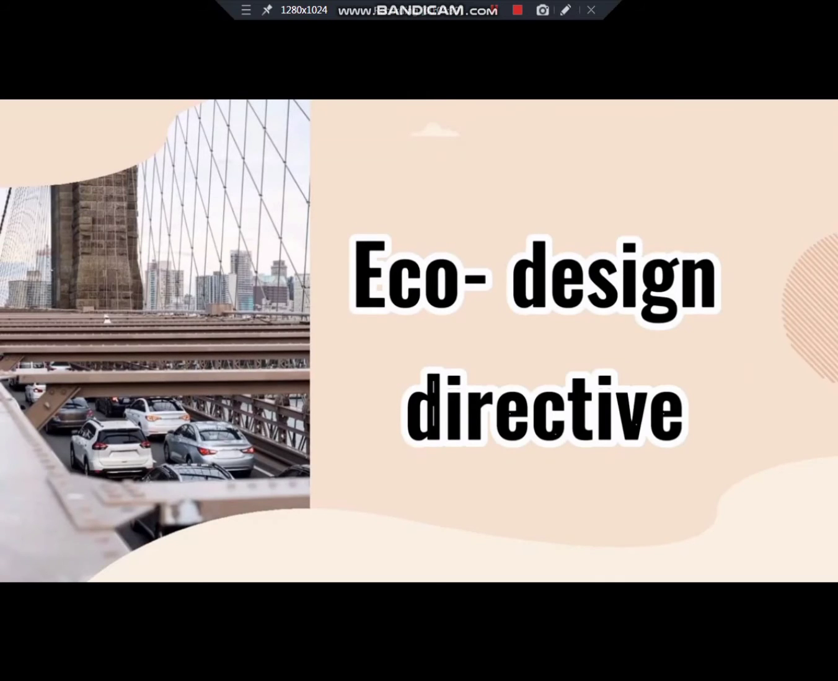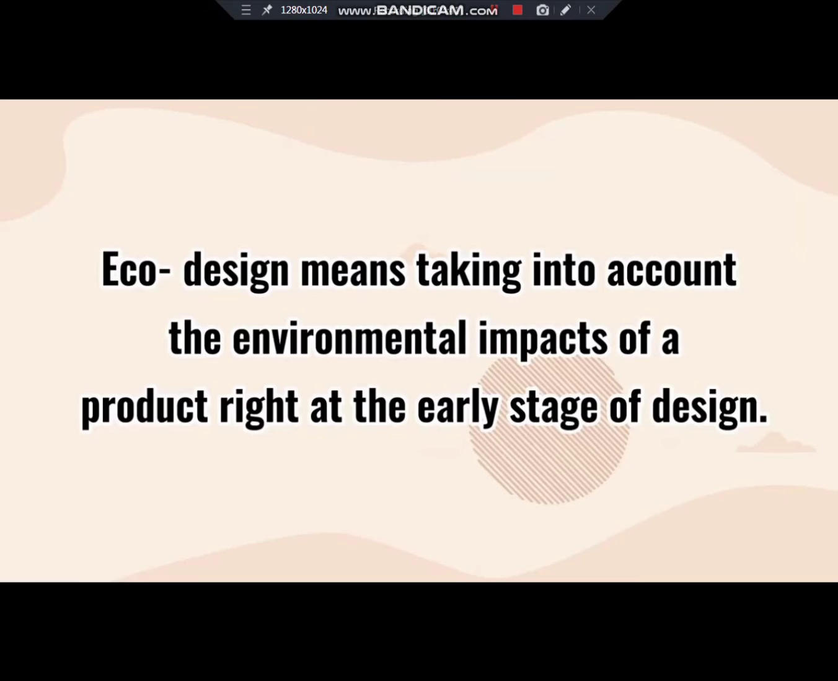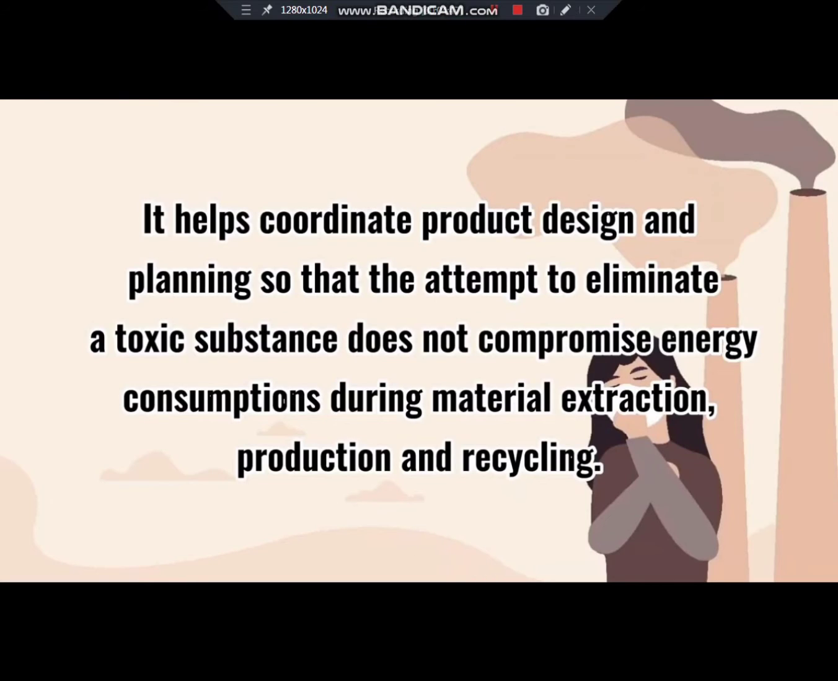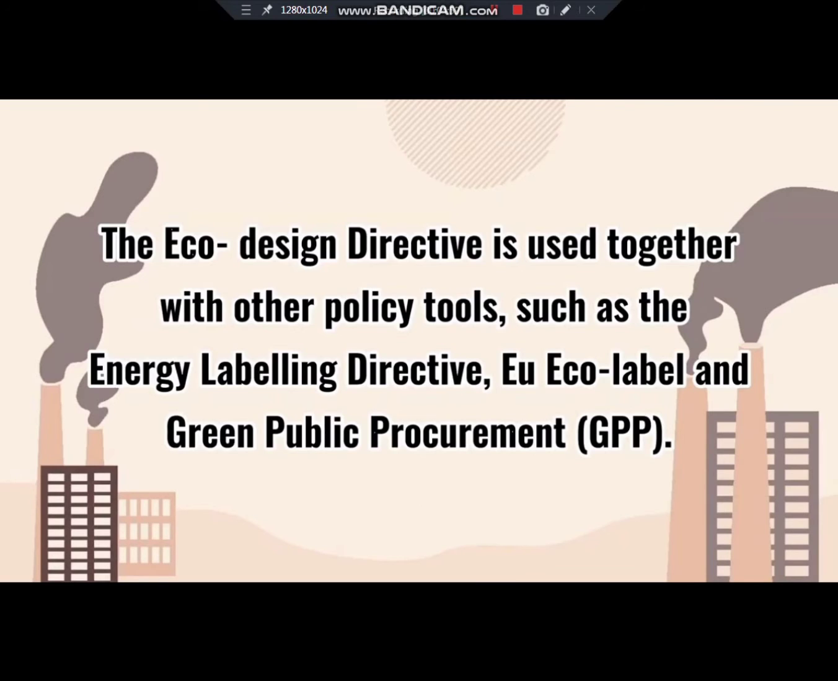Eco-Design Directive. Eco-design means taking into account the environmental impacts of a product right at the early stage of design. It helps coordinate product design and planning so that the attempt to eliminate a toxic substance does not compromise energy consumption during material extraction, production, and recycling. The Eco-Design Directive is used together with other policy tools such as the Energy Labeling Directive, EU Eco-Label, and Green Public Procurement or GPP.